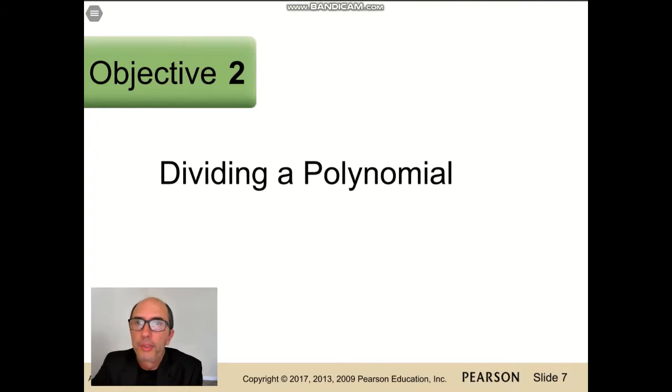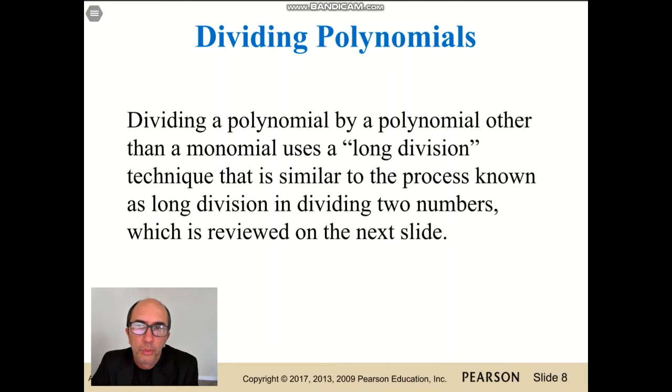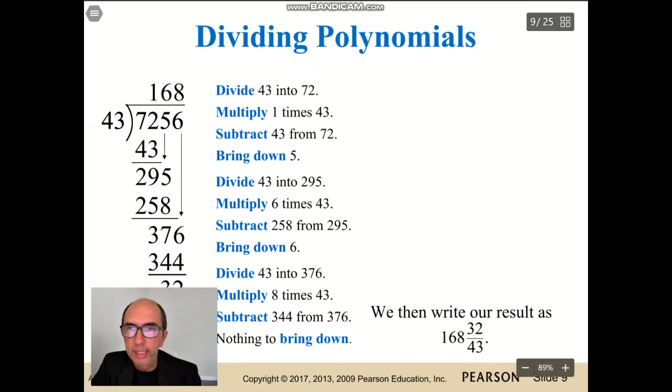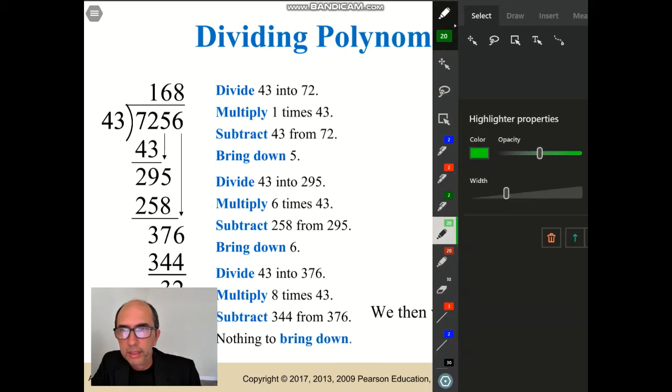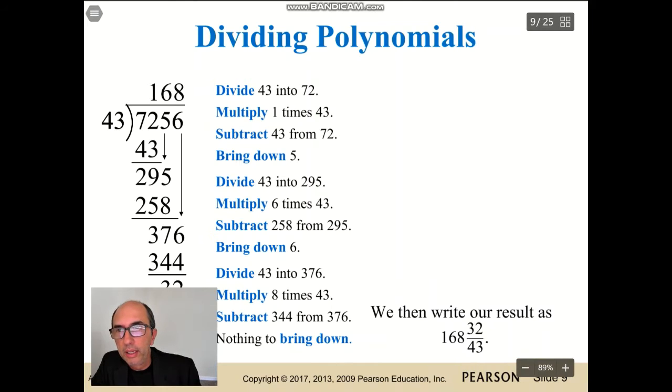Next, objective number 2, dividing a polynomial. When we divide a polynomial by another polynomial, other than a monomial, we can use a long division technique that is similar to the process known as long division in dividing two numbers. Let's review how it works by dividing two numbers. We have here 7,256 divided by 43. This is the division that we are working on.